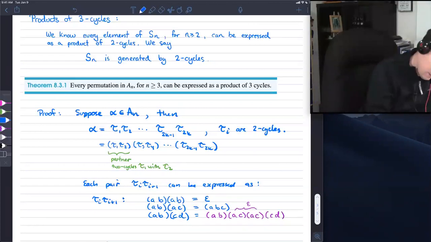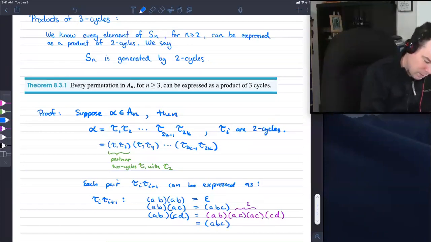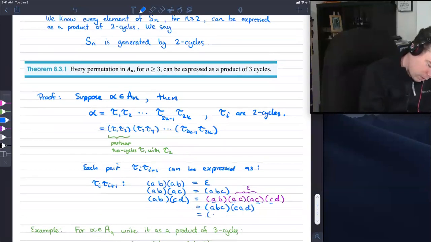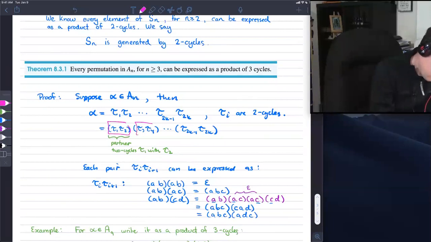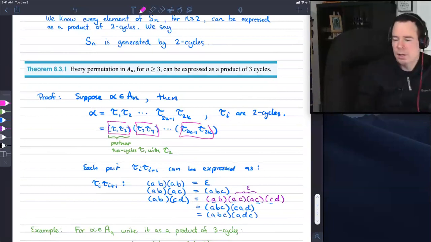The reason I've done that is because now I can write the first 2 of them as the 3 cycle ABC, because the A is in common with both of them. In the second one, the C is in common, so I can write that as CAD, or I could write it as ABC, ADC. So what does that mean? It means that for each of these pairs of 2 cycles, I can always replace them with 3 cycles.